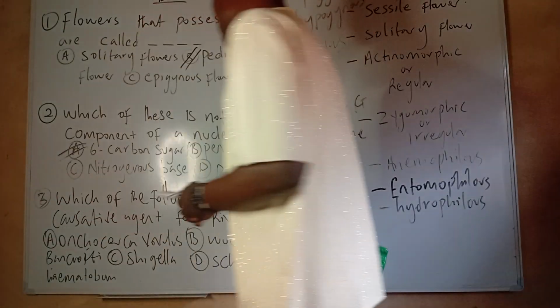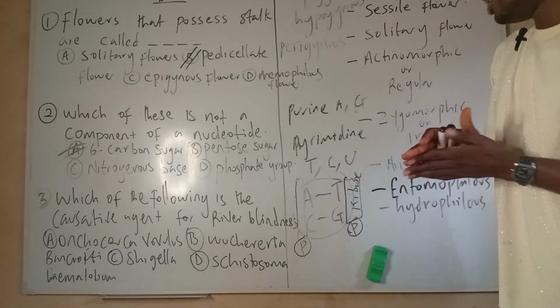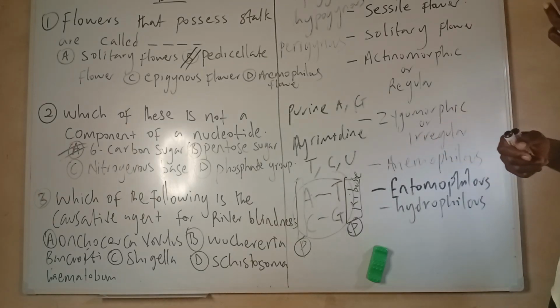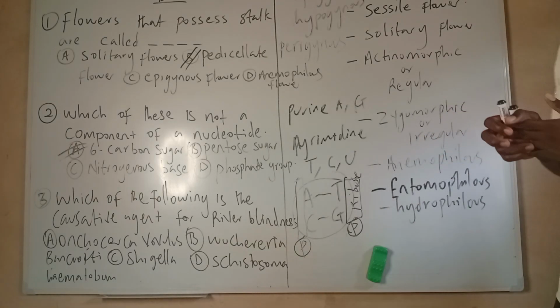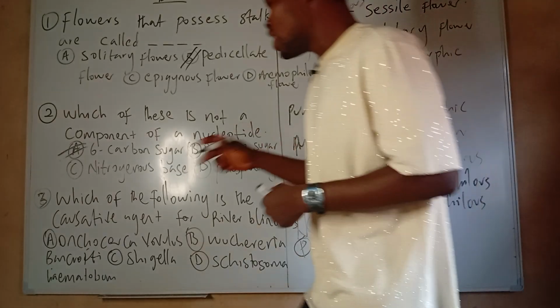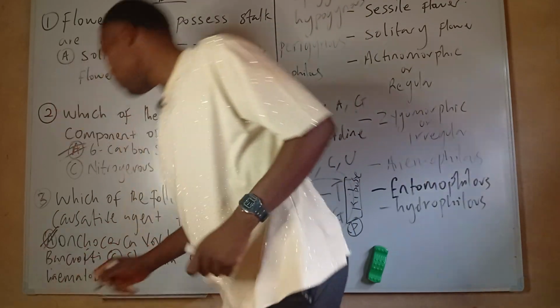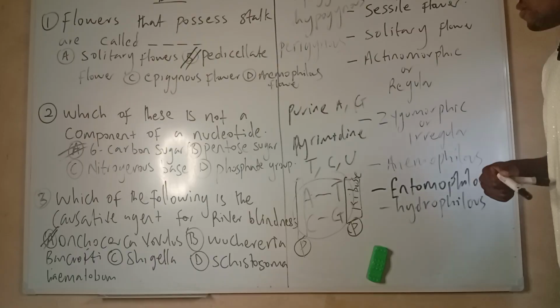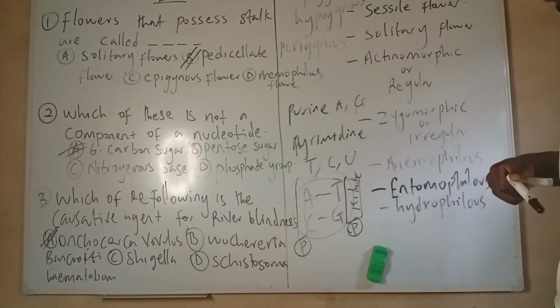So A. Now, the next one says, which of the following is the causative agent for river blindness? River blindness is also known as onchocerciasis. Various Onchocerca species exist, but Onchocerca volvulus is the cause of river blindness. River blindness can be gotten from drinking contaminated water.